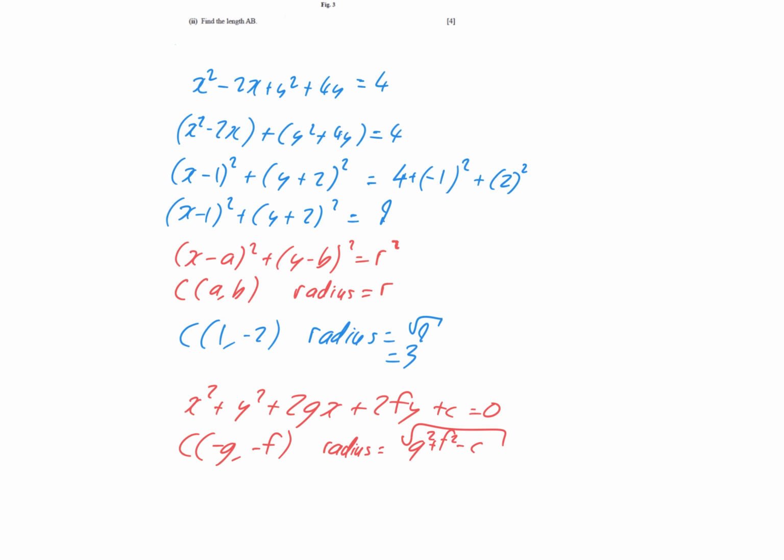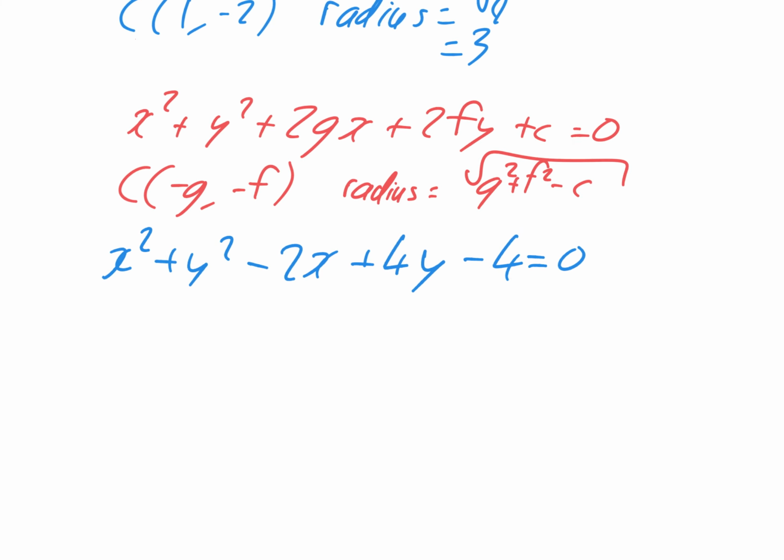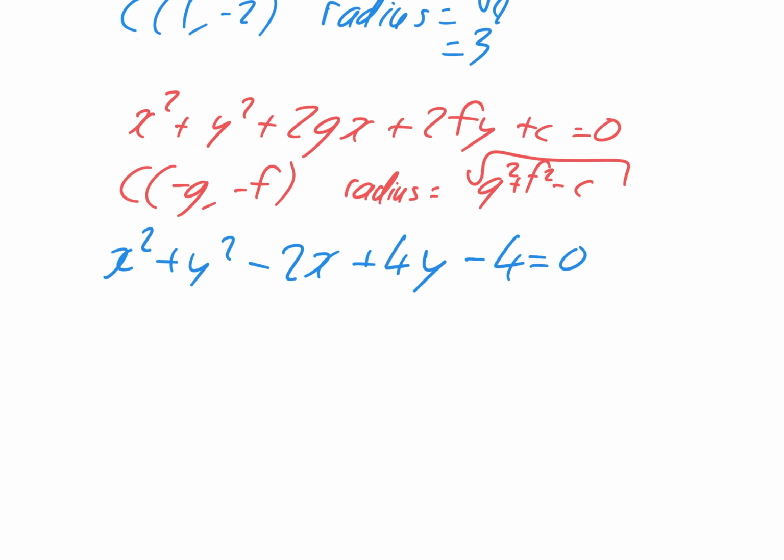Okay, so let's rearrange our equation to get it in this same form. I'm going to write my equation as x squared plus y squared minus 2x plus 4y minus 4 equals 0. So I've written the x squared term, then the y squared term, then I have brought the 4 across as well. So then you can read off that 2g is the thing that's multiplying the x. So 2g equals minus 2. So just write that in.